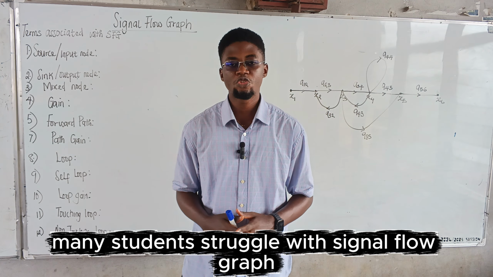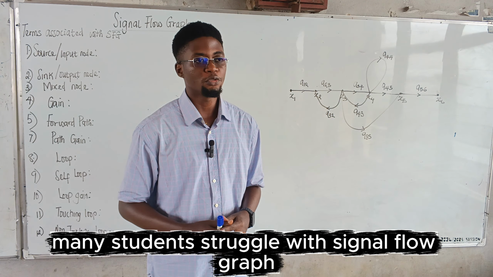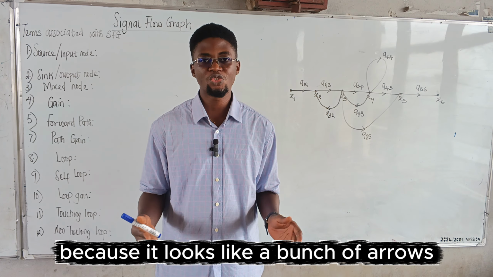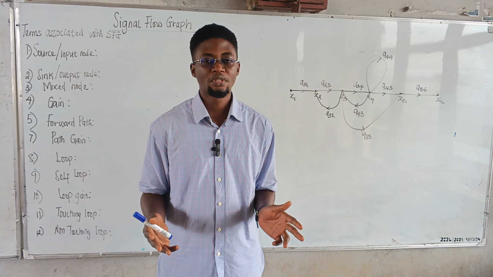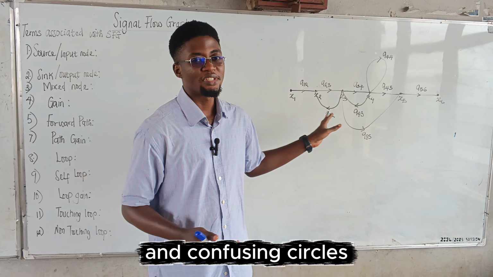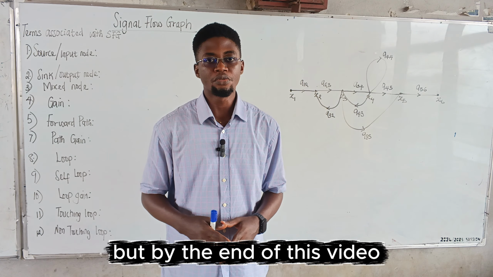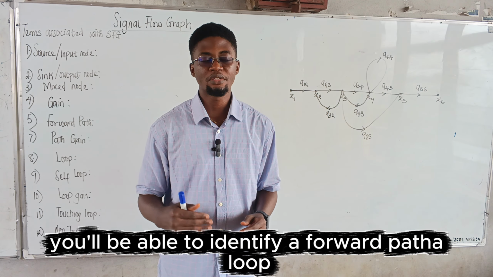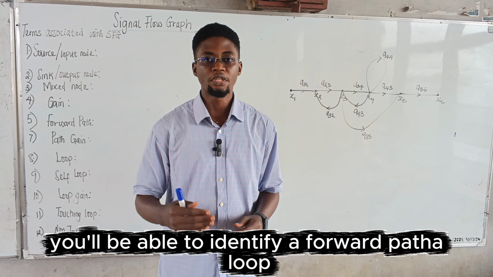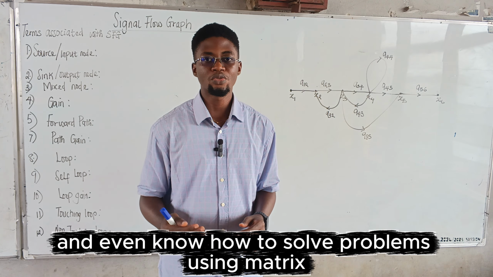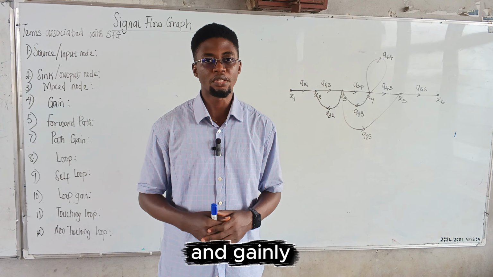Many students struggle with signal flow graphs because they look like a bunch of arrows and confusing circles. But by the end of this video, you'll be able to identify a forward path, a loop, and even know how to solve problems using Mason's gain formula.